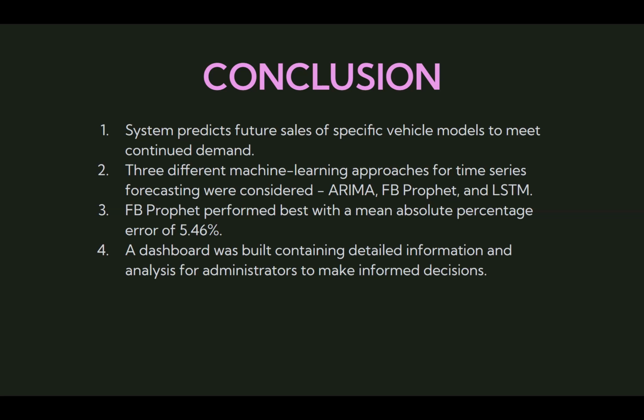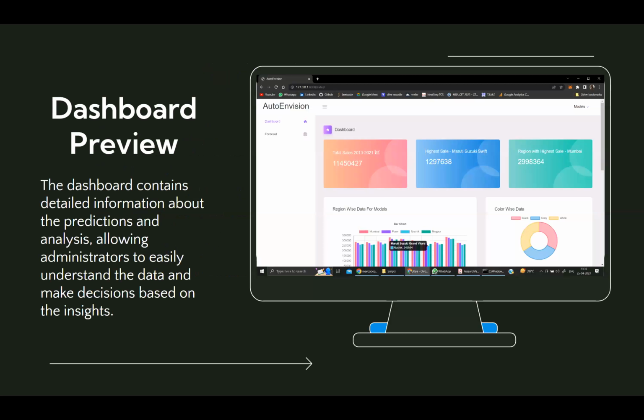There are various graphs. If I go to the previous slide, you can see one pie chart for the color-wise data and a bar graph for the region-wise data. And our system name, we called it Auto Envision, since Auto is for automobile and Envision is for future predictions. This is the overall idea of our paper review.